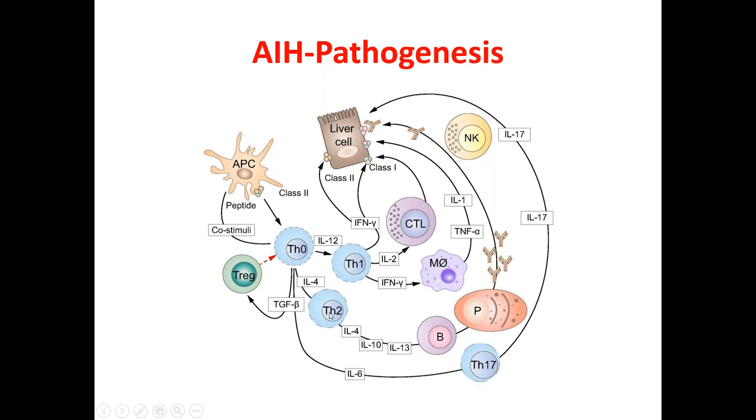The Th2 response results in the production of cytokines, which activate the B lymphocytes, which differentiate to plasma cells and produce antibodies. These antibodies are helpful in diagnosis, or these antibodies also attack the hepatocytes.